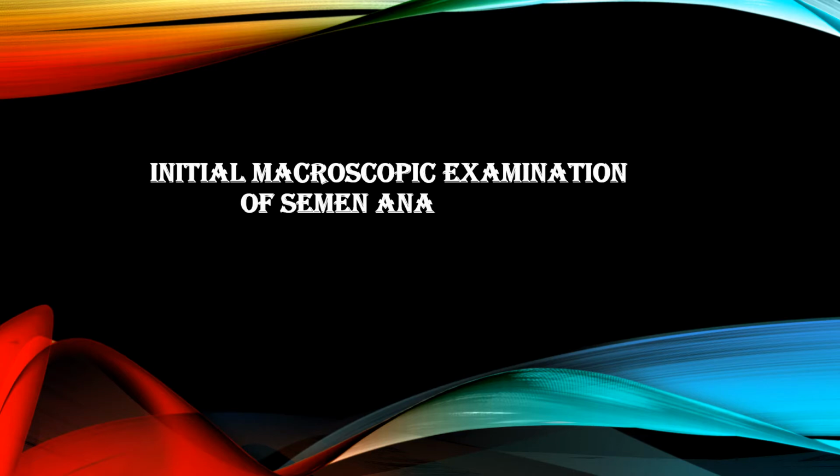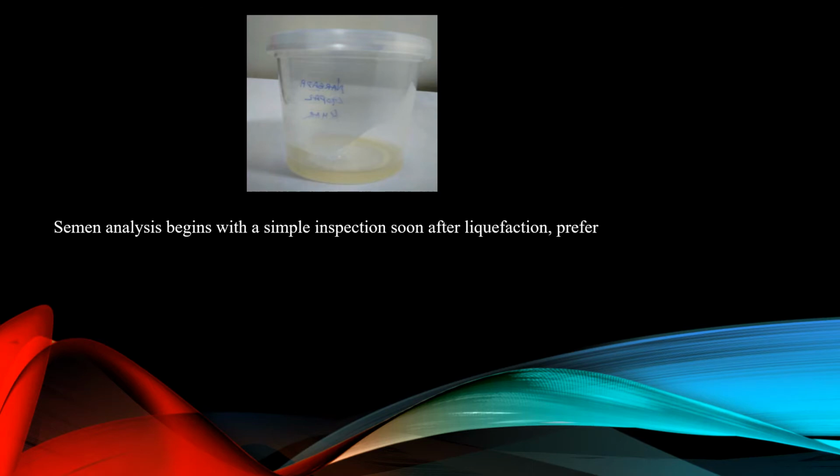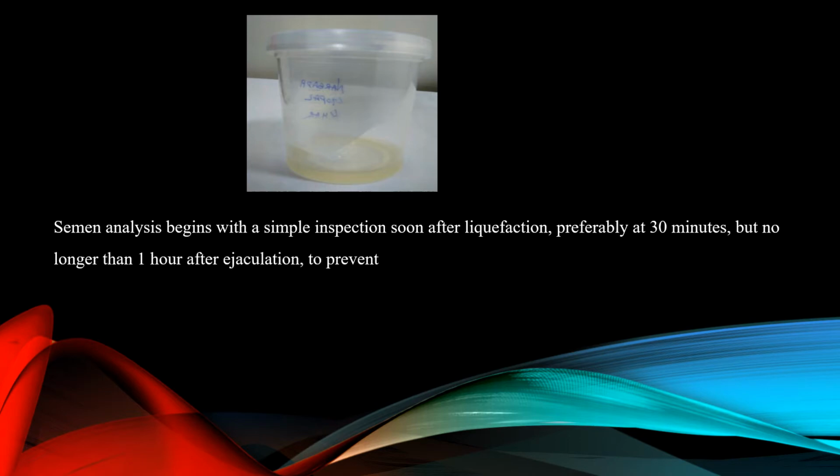Initial macroscopic examination of semen analysis. This is the container in which the semen sample is being taken. Semen analysis begins with a simple inspection soon after liquefaction, preferably at 30 minutes but no longer than 1 hour after ejaculation, to prevent dehydration or changes in temperature from affecting semen quality.